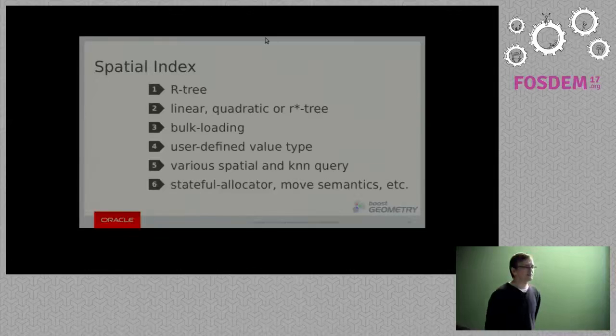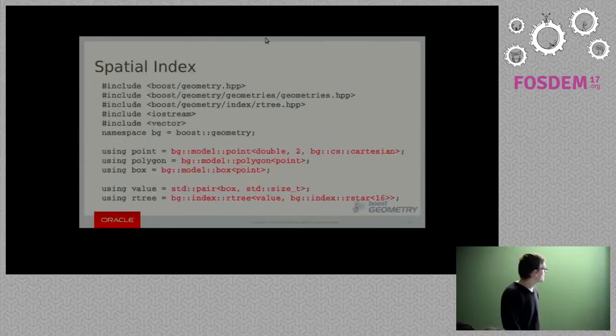As for the spatial index, it's an implementation of R-tree. Actually, there are 3 variants of R-tree: the classic one with linear split, quadratic split, and the R-star tree. It also supports bulk loading. And it has some C++11 features like stateful allocators and move semantics, and allows you to use a value type of any kind.